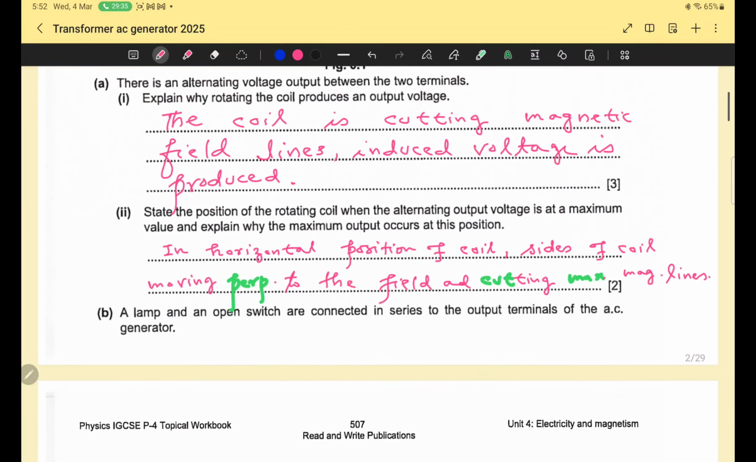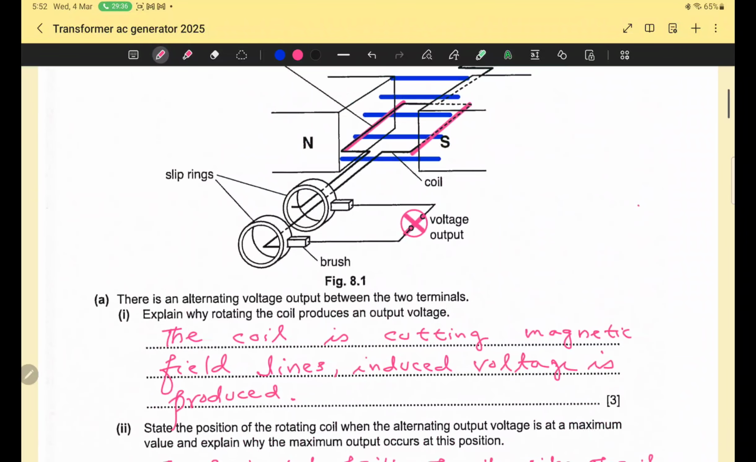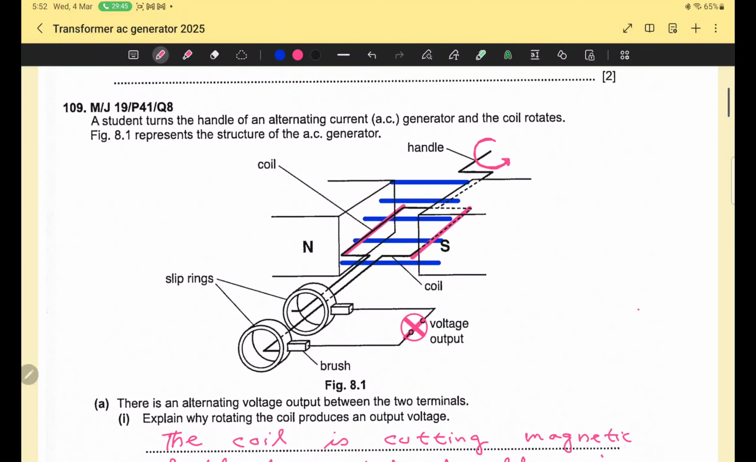According to Lenz's law, when current is produced, this current opposes the movement of the coil. According to Lenz's law, the induced current opposes the movement of the coil. That is why the student needs more force to turn the handle.